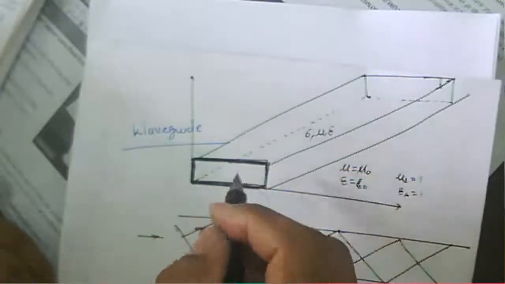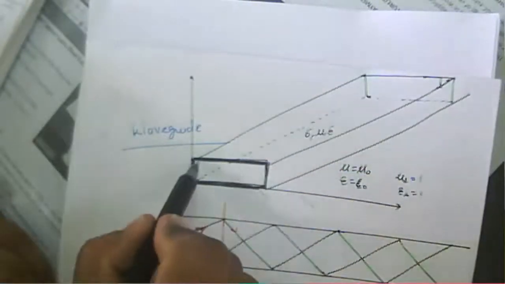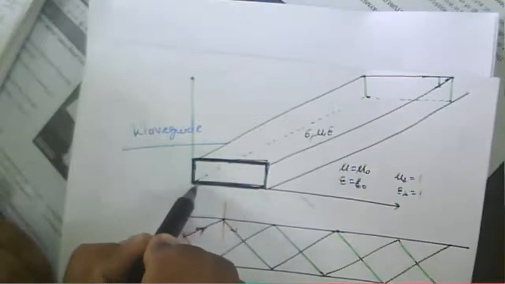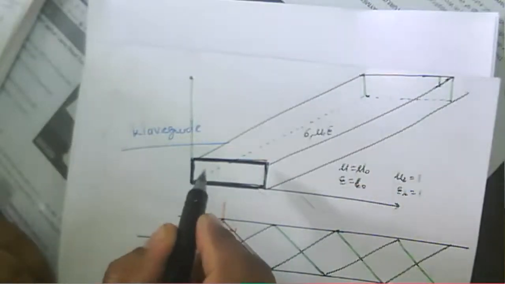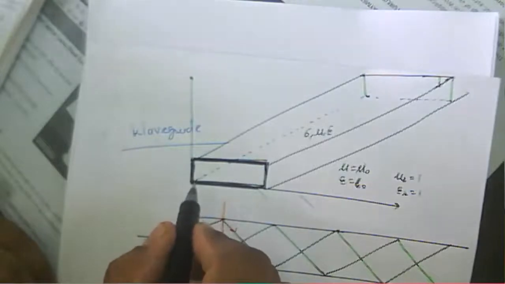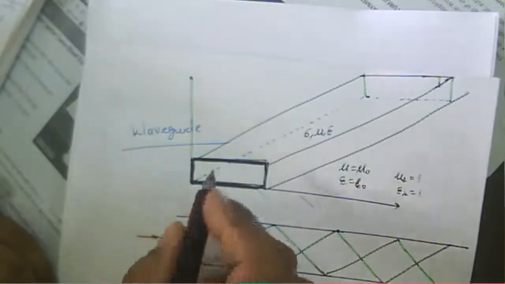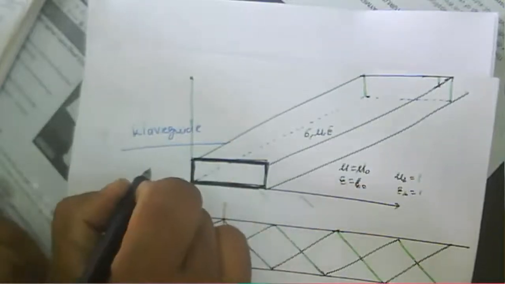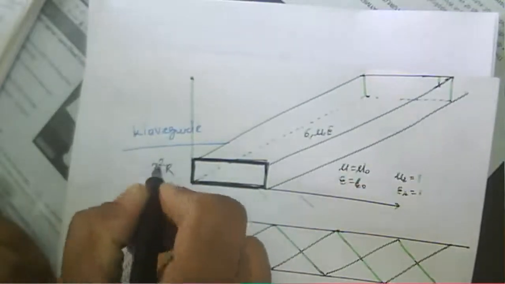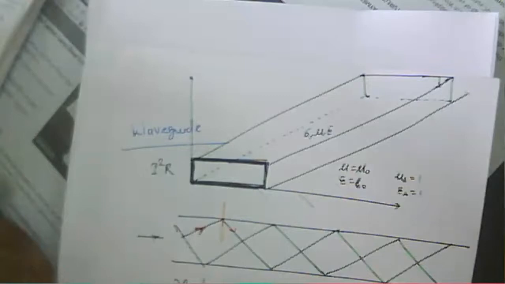So if you see that, it has a large surface area. There is an internal surface area because the wave is propagating through this guide. That's why it has a large surface area. And because of that large surface area, what happens there? The copper losses, that is the I square R losses, are reduced because of that large surface area.